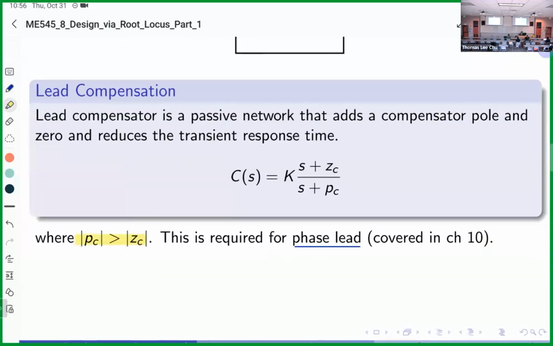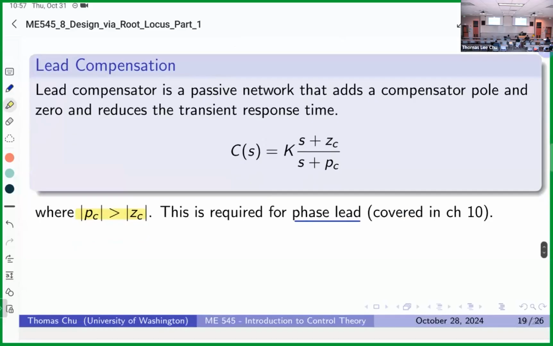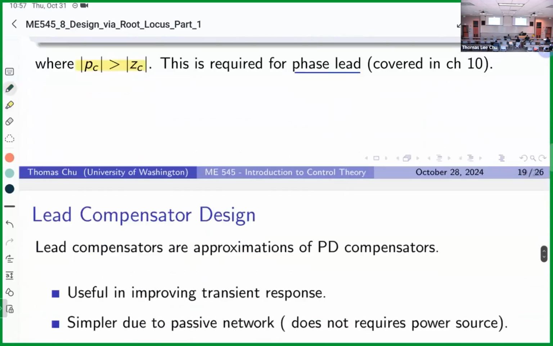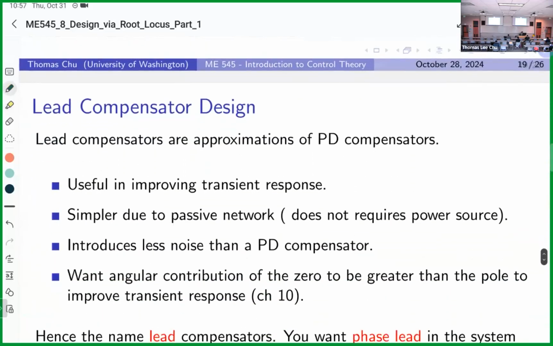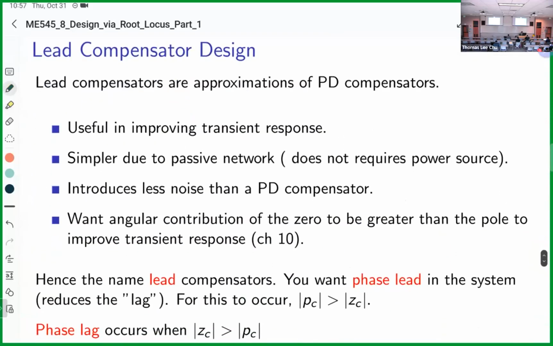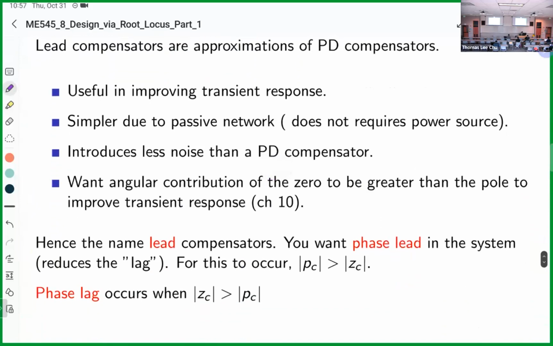Because the whole point of a PD controller or a lead compensator is to reduce our delay. So reduce our phase lag or our delay. So that's the structure for it. It's just a pole and a zero. So then lead compensators are approximations of PD compensators, and it's the same thing, useful in improving transient response time. It's simpler due to passive network, which does not require a power source. It introduces less noise than the PD compensator because it's actually not taking the derivative of our error.